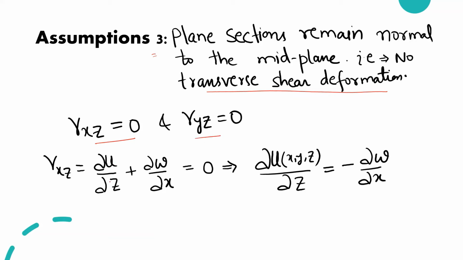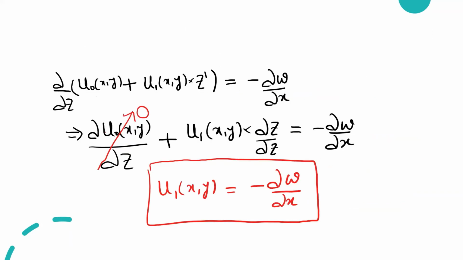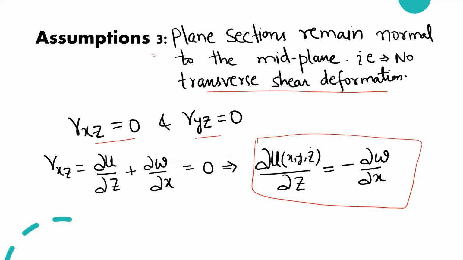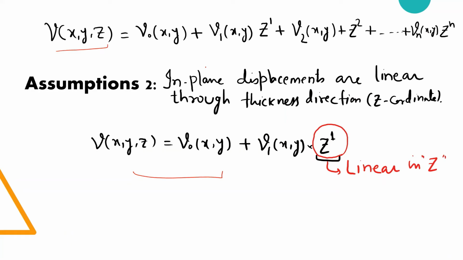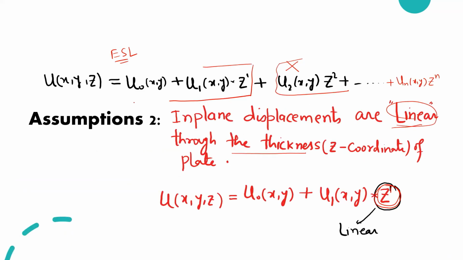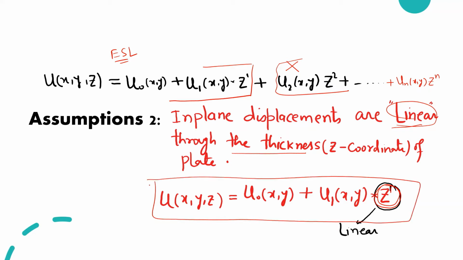What this implies is that del u by del z plus del w by del x equals 0. This implies that del u of x, y, z by del z is nothing but minus del w by del x. So del by del z of this function u of x, y, z, which we can write as u naught of x, y plus u1 of x, y into z to the power 1, as from assumption 2. In assumption 2 we got u of x, y, z up to the linear terms only.